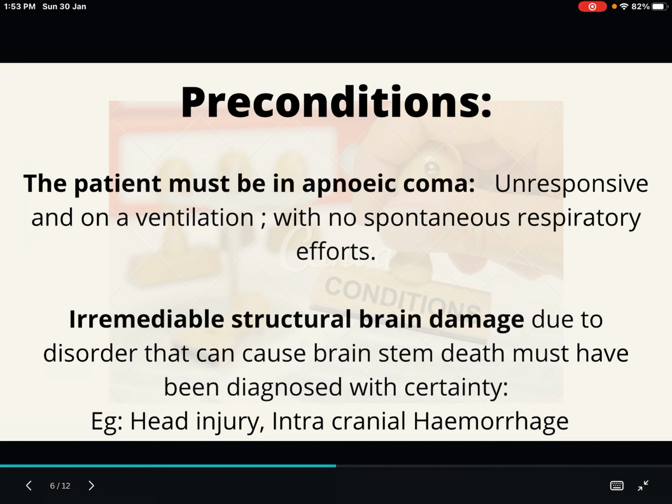And irremediable structural brain damage should be there. That means any disorder that causes the brain stem death must have been diagnosed with certainty. For example, any head injury, any intracranial hemorrhage. Irremediable structural brain damage means damage of the brain that we can't cure or repair should be there. So these are the two important preconditions. The patient must be in apneic coma, which means he should be unresponsive, on ventilation, with no spontaneous respiratory efforts. And irremediable structural brain damage should be there, with certainty, like any head injury, intracranial hemorrhage, etc.